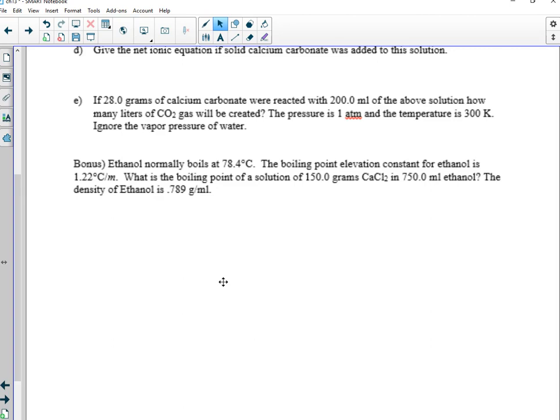Don't panic. You have to use an equation that will be written on the board that says you take this number and multiply it by the molality of the solution. The molality is moles of calcium chloride over kilograms of ethanol. 750 milliliters, the density, so you got to multiply this. And then you have your moles. Then you have your grams, which you should convert to kilograms.